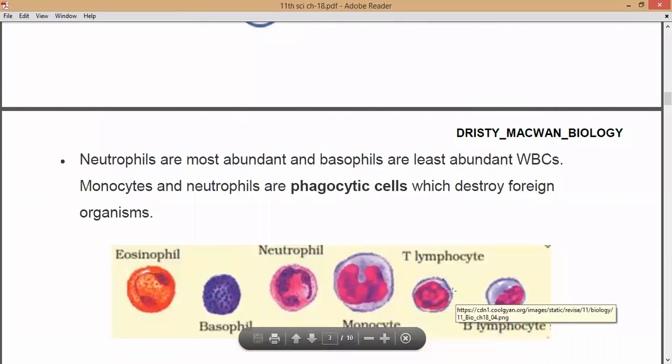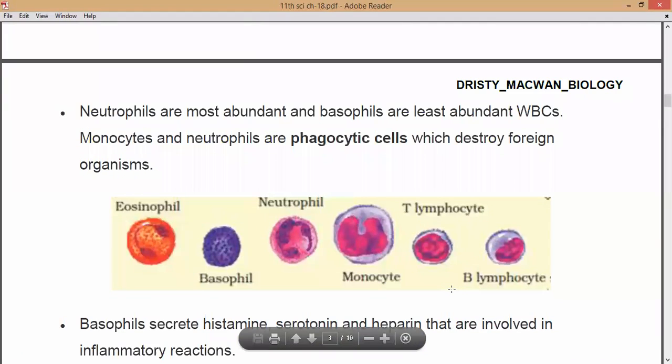Neutrophils are the most abundant and basophils are the least abundant WBCs. In your blood, a larger amount of neutrophils is observed and a very small amount of basophils is present, maybe 0 to 1. If even one basophil is observed in your body, you might be suffering from a life threatening disease. Basophils are generally not present in your blood, and neutrophils are present in more amount.